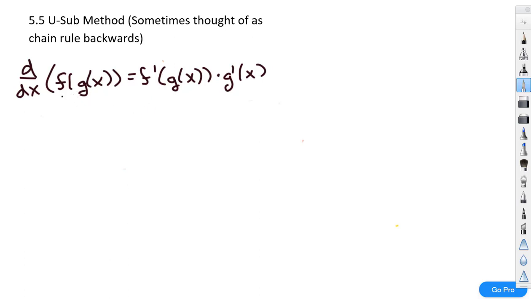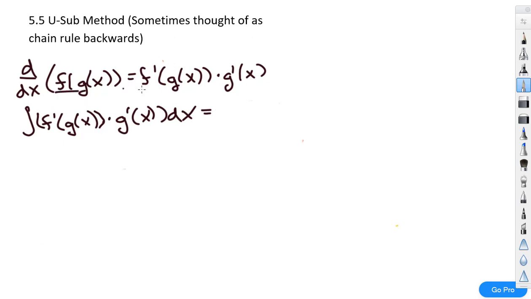Now remember that derivatives are undone by integrals. So if I take the integral of this guy, what I should get back is this guy on the left. That is, the antiderivative of f prime of g of x times g prime of x. Well, if I take the antiderivative of this, what I should get back is that original function I took the derivative of. So I should get back f of g of x. And remember, this isn't a definite integral, it doesn't have bounds, so don't forget we have to add the plus c.